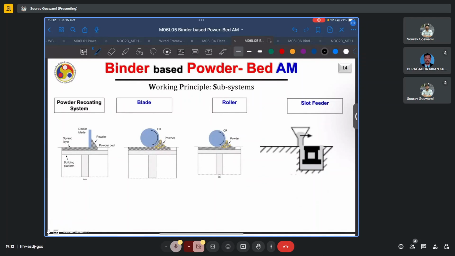The recoating system, as we discussed, can either be just a doctor's blade, which is like a two-dimensional lamina which scans over the powder bed and can spread the powder uniformly. The advantage is that it can handle large quantities of powder.